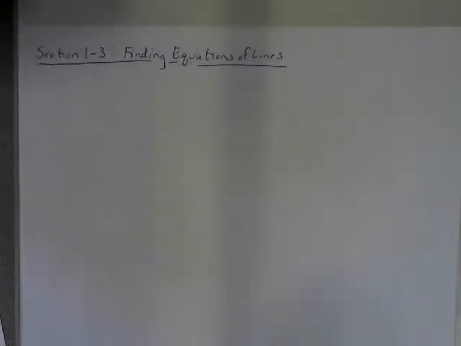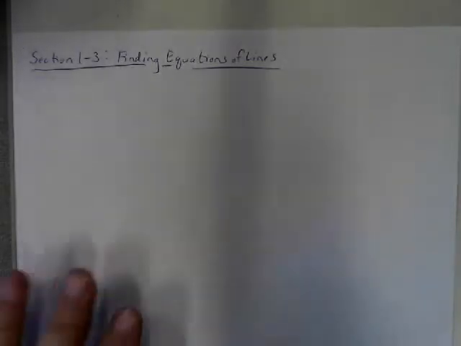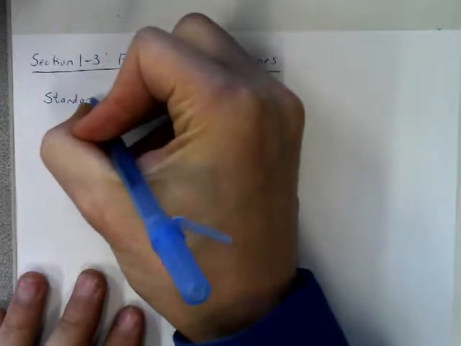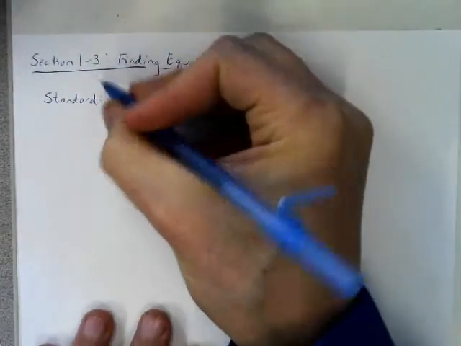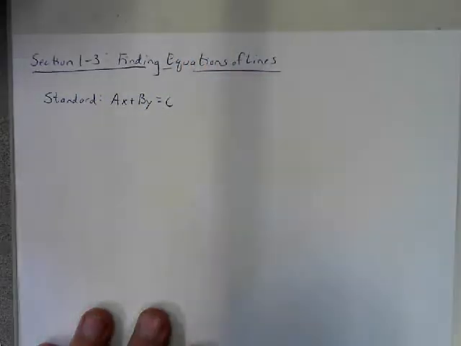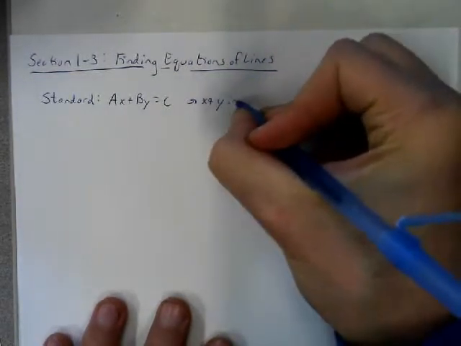In this next section, we're going to focus on finding the equations of lines, which is probably one of the most important parts of algebra that we need to review. First thing, there are three forms of a line. There's standard form, which is ax plus by equals c. The perk of standard form is it can give you the x and y intercepts easily.